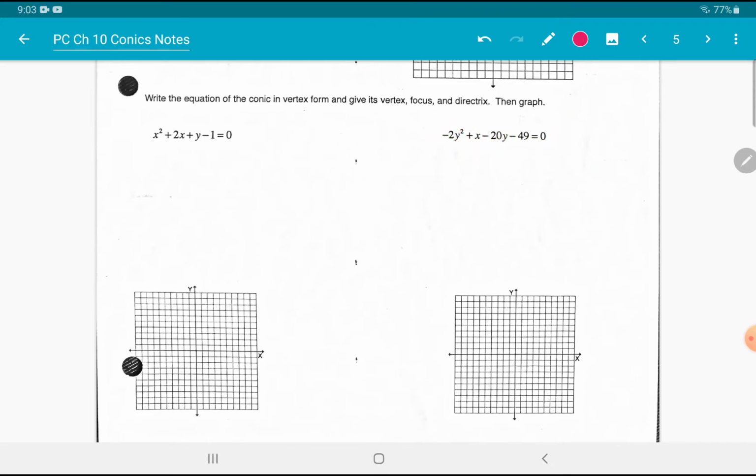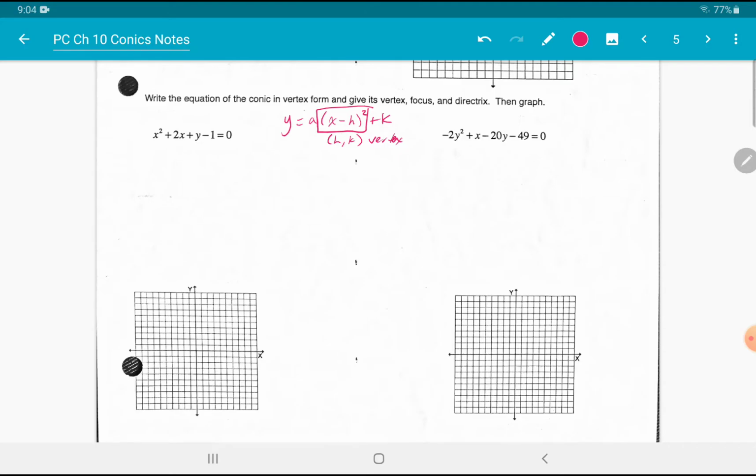Since we know it's a parabola, we want it in vertex form. We know that vertex form is in the form of a times (x minus h) quantity squared, plus k, where h and k is our vertex. Okay, so if that's the case, we know that we need to complete the square to get this perfect square trinomial to turn into a binomial squared.